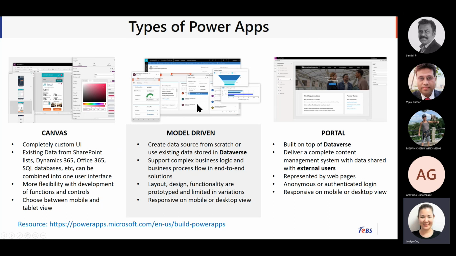It is actually limited by how you want the data to interact. You can't have an interface, say like in Canvas, where you can drag and drop. The sidebar, the top command bar, the center and the property bar are all pretty fixed. So that is one of the things we need to know about model-driven app. However, model-driven app is responsive on both mobile and desktop view. So that is one good thing. You don't have to choose between the two.